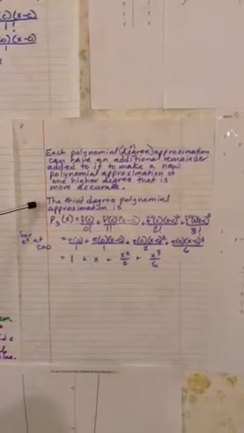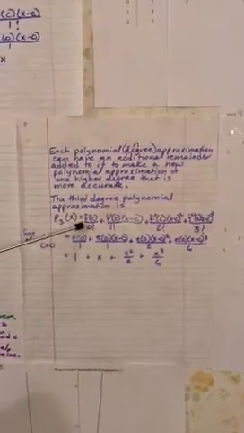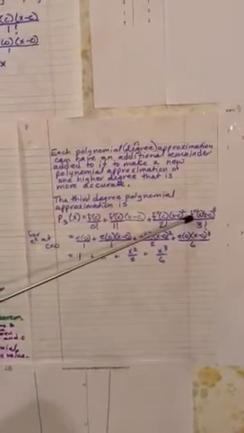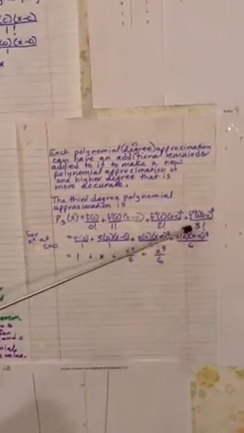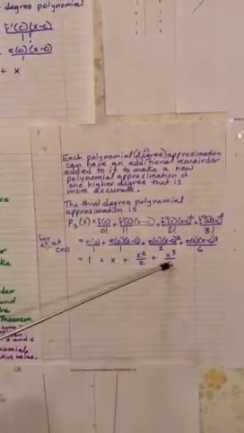The third degree polynomial approximation is p sub 3 of x, where the first four terms, 1, 2, 3, the first three terms are the same as previously, and now we're adding the third derivative of f times x minus c to the third over 3 factorial, which evaluated for e to the x at c equals 0 is going to be e to the 0, which is 1, times x minus 0 cubed over 3 factorial, which gives you 6, 3 times 2 times 1. So there's your fourth term.